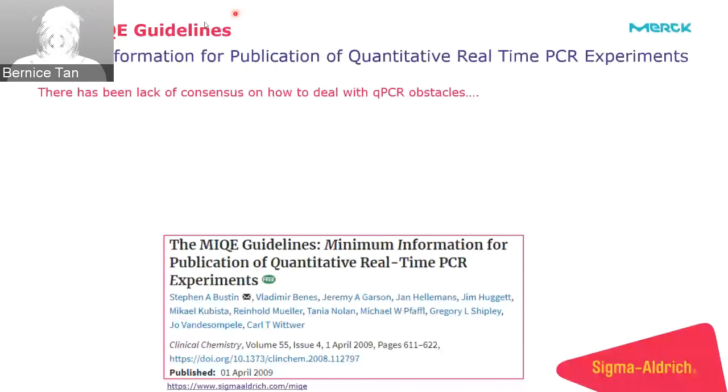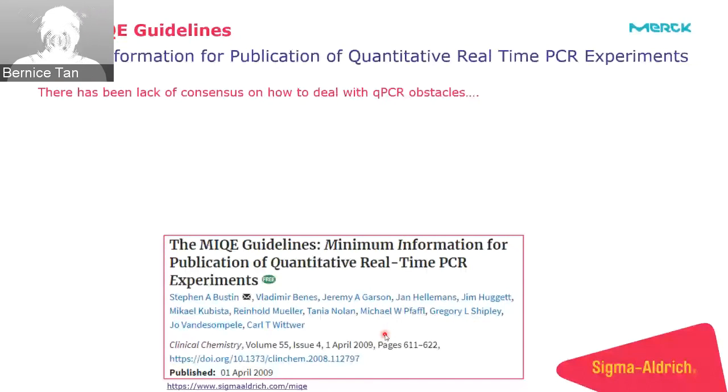MIQE stands for Minimum Information for Publication of qPCR Experiments. The reason for these guidelines is that a group of thought leaders, who are really well known in the world of qPCR, got together and realized that there's a lack of consensus on how people are publishing qPCR information. That led to a lot of frustration in the field. People didn't know what to do and how to tackle qPCR obstacles.